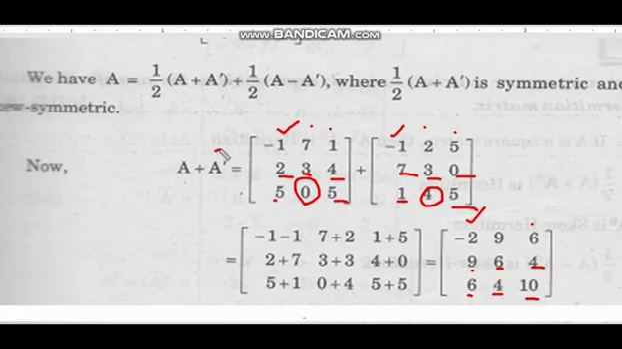Then you have to divide by 2. Here is a 2 in the formula. So you have to divide by 2. When you divide by 2, you get minus 1, 9 by 2, 6 by 2 is 3 and 9 by 2, 3, 5, 3, 2, 5. Then you have to find A minus A transpose. So you have to put a minus sign here. For A transpose, you have to interchange the rows into columns.